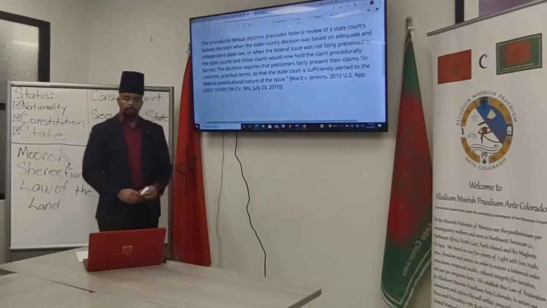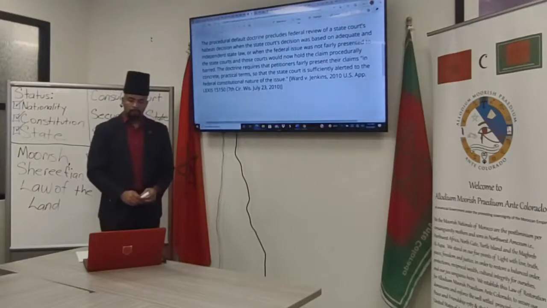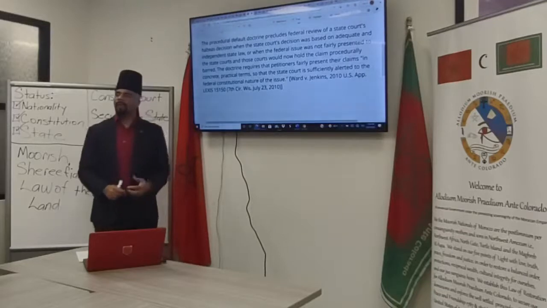The procedural default doctrine precludes federal review of a state court's habeas decision when the state court's decision was based on adequate and independent state law, or when the federal issue was not fairly presented to the state courts and those courts would now hold the claim procedurally barred. The doctrine requires that petitioners fairly present their claims in concrete, practical terms so that the state court is sufficiently alerted to the federal constitutional nature of the issue. Okay, so what are we learning?